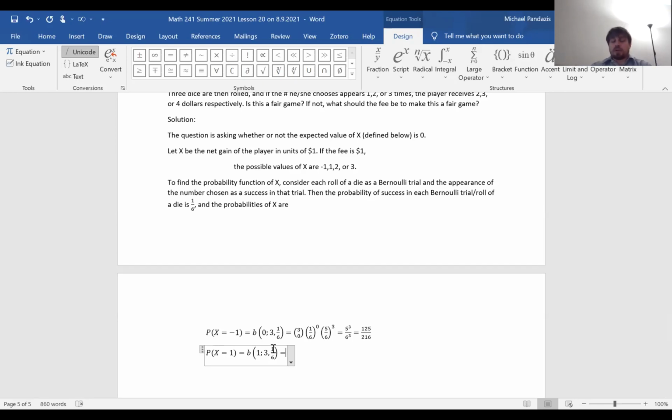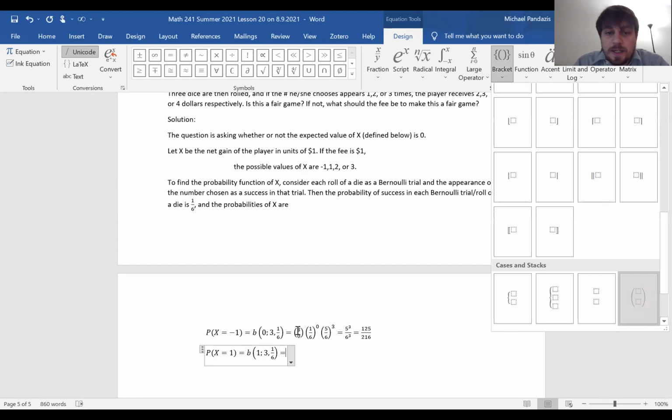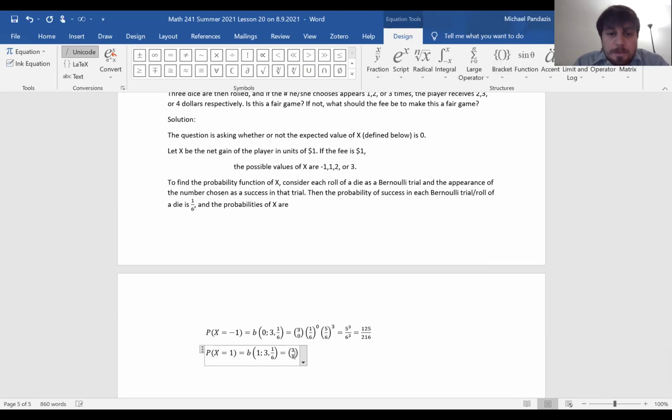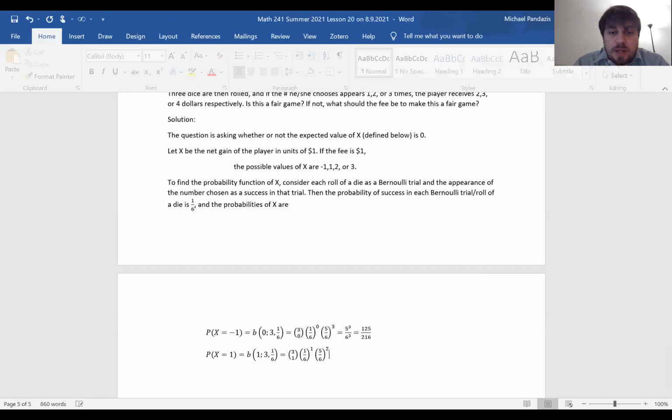Okay, so the number appears once. And so if you roll the die 3 times, that means you succeeded once in 1 Bernoulli trial of getting the number you chose, and you failed the other 2 times. Okay, so 3 Bernoulli trials, 1 success in those 3, and probability of success is 1/6. And so that's equal to 3 choose 1 times 1/6 to the first power times 5/6 to the second power.